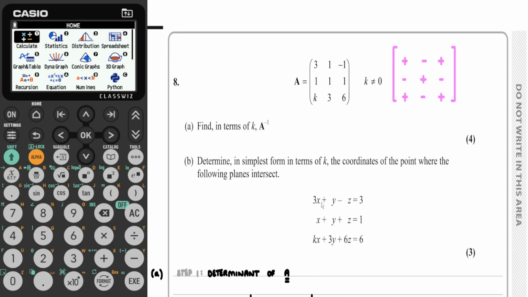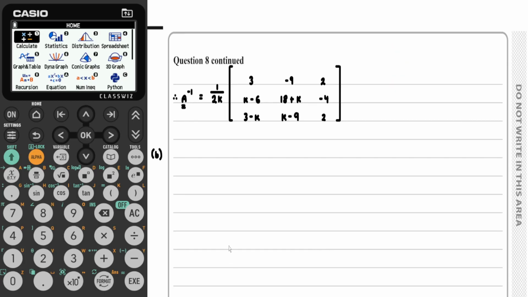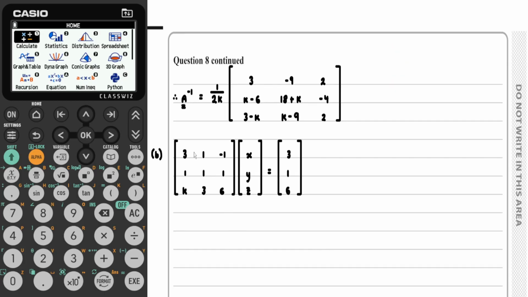What you will find is the coefficients of x, y and z for the system of equations shown here is what the matrix A is. So we can rewrite this system of equations in matrix form. We have the following. We've got this matrix 3, 1, negative 1, 1, 1, 1, k, 3, 6 times x, y, z equals 3, 1, 6. So we've got the matrix A times x, y, z equals 3, 1, 6, and we need to find out what x, y, z is.